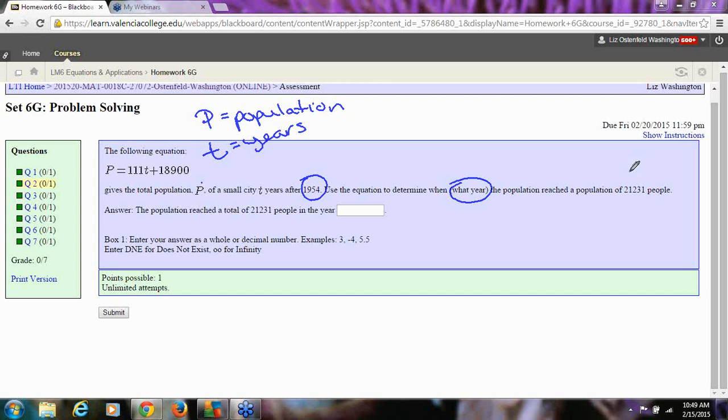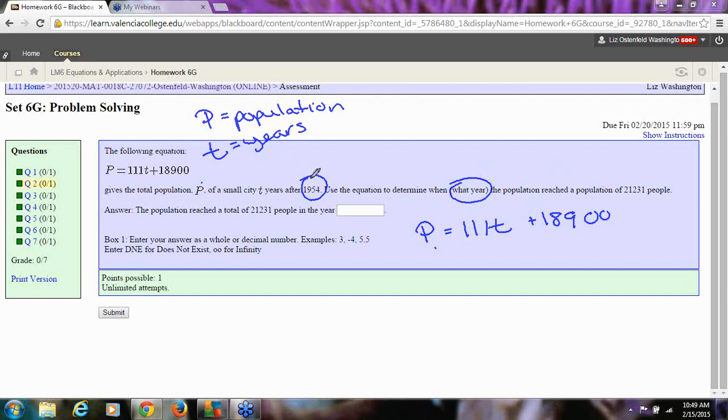Okay, so what we want to do is rewrite our equation. P equals 111T plus 18,900. Hold on real quick, guys. I'm sorry. Okay, never mind.